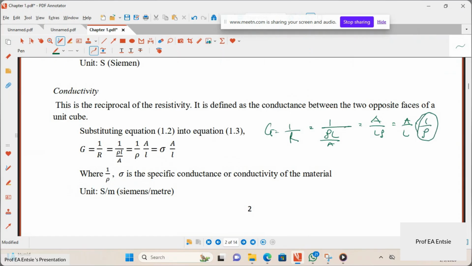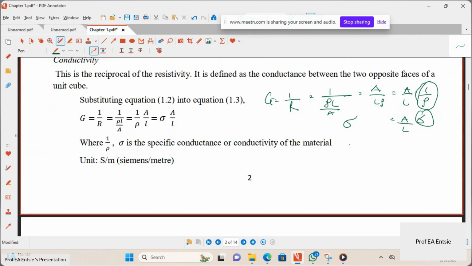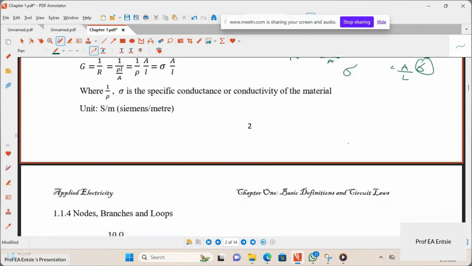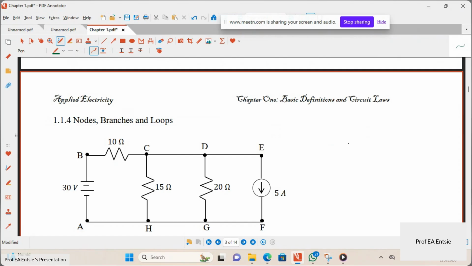And this 1 over resistivity is what we are calling the conductivity. It is represented with this symbol here. Are you good? All right, so now that's what you should know. The unit is Siemens per meter. All right, so if I give you resistivity, you should be able to find the conductivity. You just find the inverse of that.